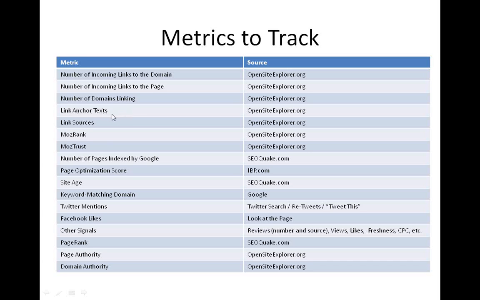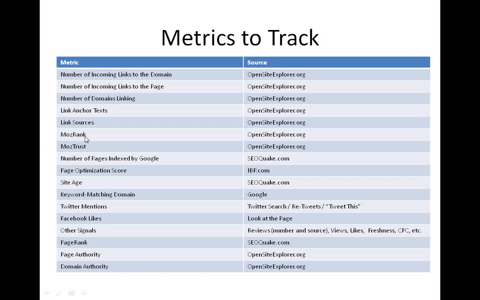You have link anchor texts, so if you want to rank for buy printer online, you want a lot of people to link to you using buy printer online in the anchor text of the links. We have link sources, so where are you getting your links? Where are your competitors getting theirs?